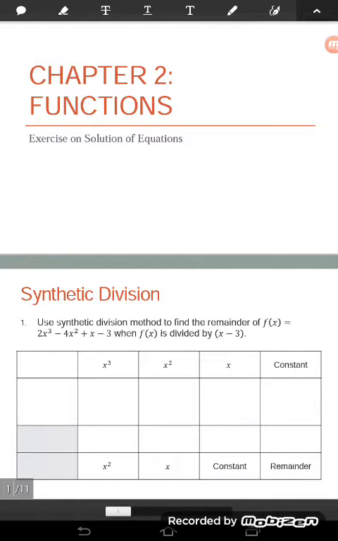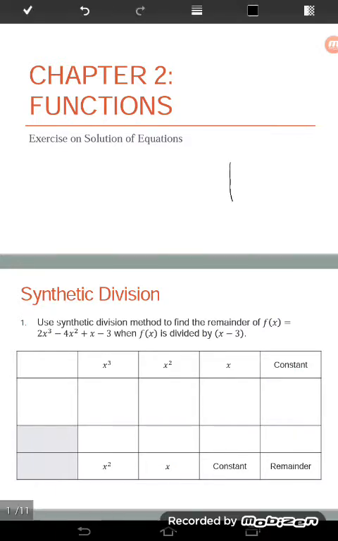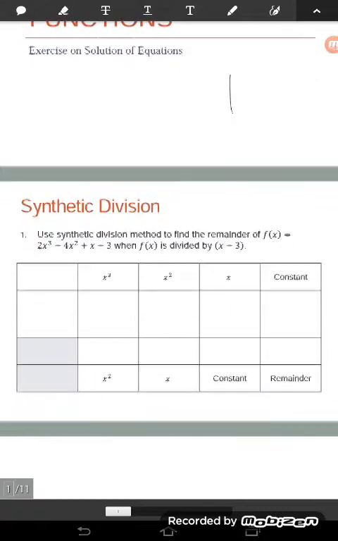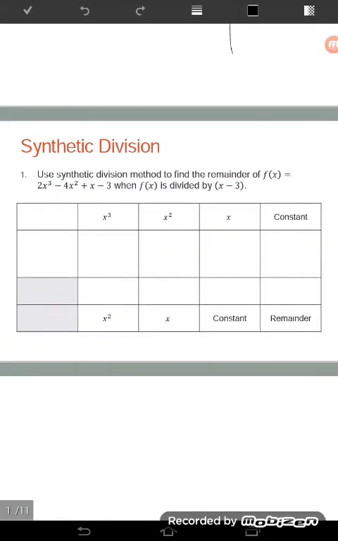Okay, so we do exercise on synthetic division. First question: use the synthetic division method to find the remainder of f(x) equal to this one when f(x) is divided by x minus 3. First, let x minus 3 equal to 0, so x is equal to 3.